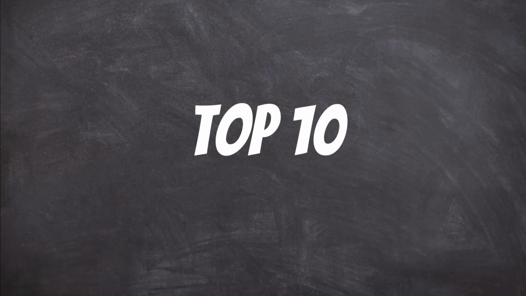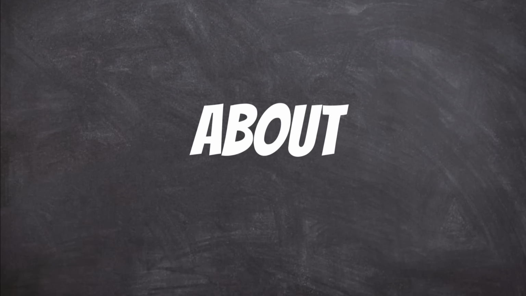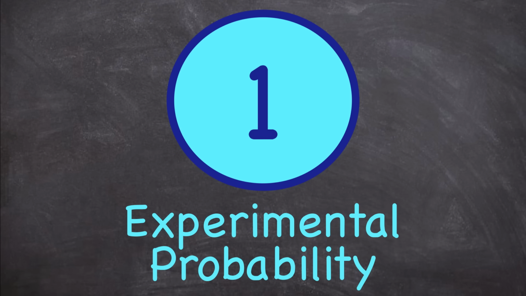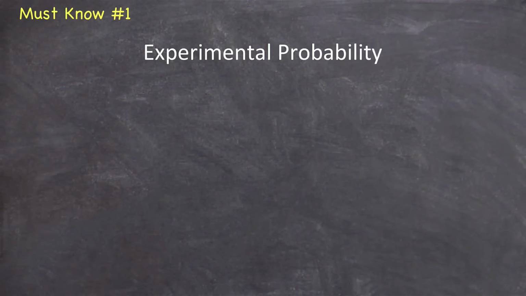Here are the top 10 most important things to know about probability. Must know number 1, experimental probability.